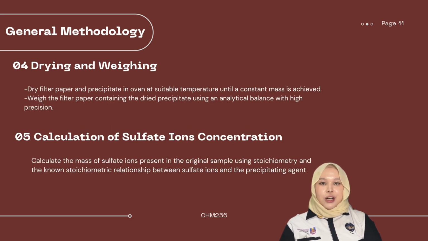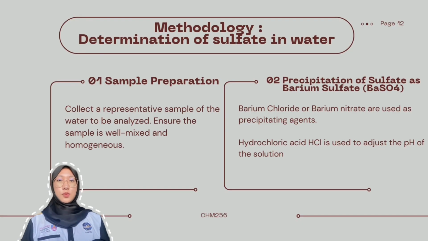The next step is drying and weighing. Dry the filter paper and precipitate in the oven at a suitable temperature until a constant mass is achieved. Next, the filter paper containing the dry precipitate is weighed using an analytical balance with high precision. And lastly, we need to calculate the sulfate ion concentration. It needs to be calculated in the original sample using the stoichiometric relationship between sulfate ions and the precipitating agent. We move to the methodology of determination of sulfate in water.